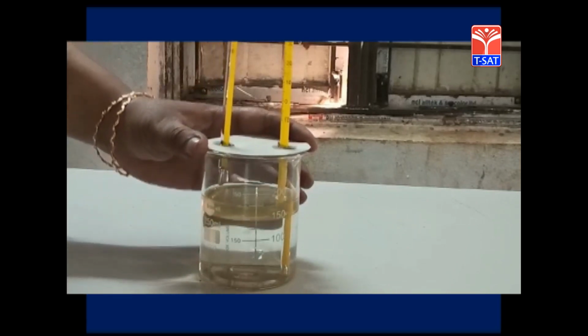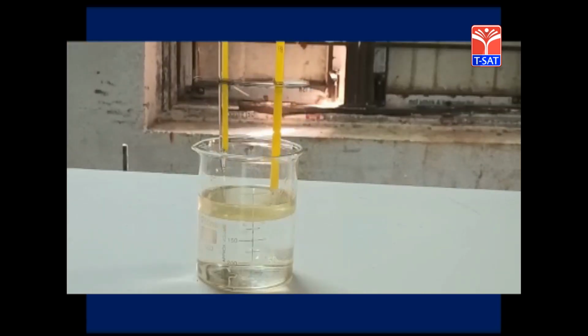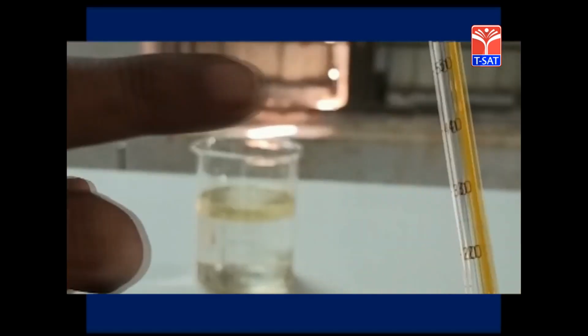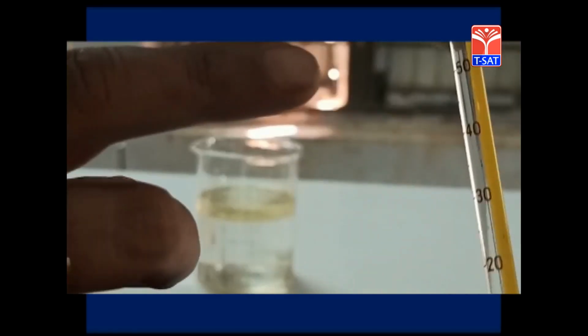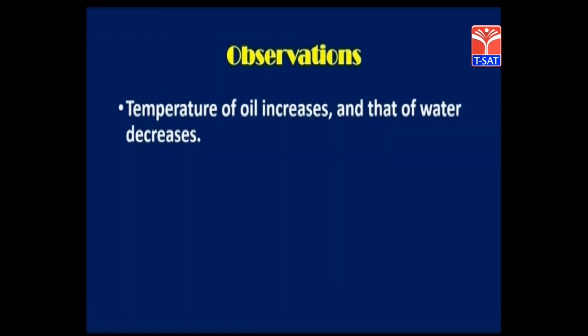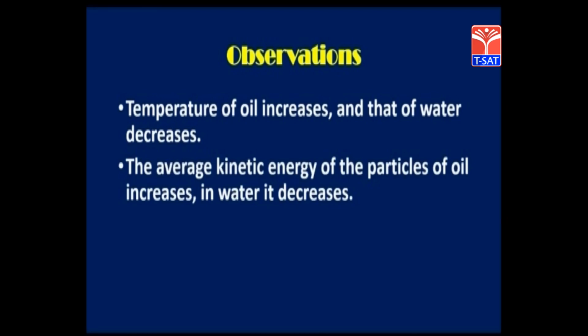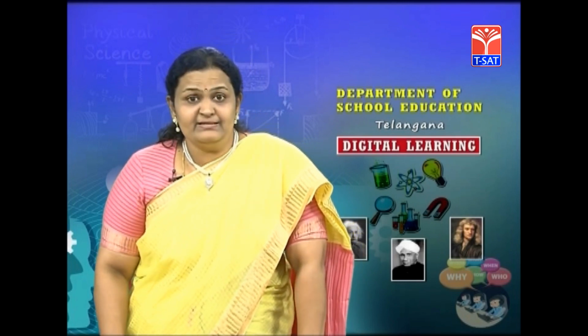Now children, make note of the readings. How are the readings changing? What did we observe in the activity? We observed that the temperature of oil is increasing and that of water is decreasing. The average kinetic energy of the particles of oil is increasing. In water, it decreases. So in oil, the average kinetic energy is increasing, and at the same time, in water, it is decreasing, children.